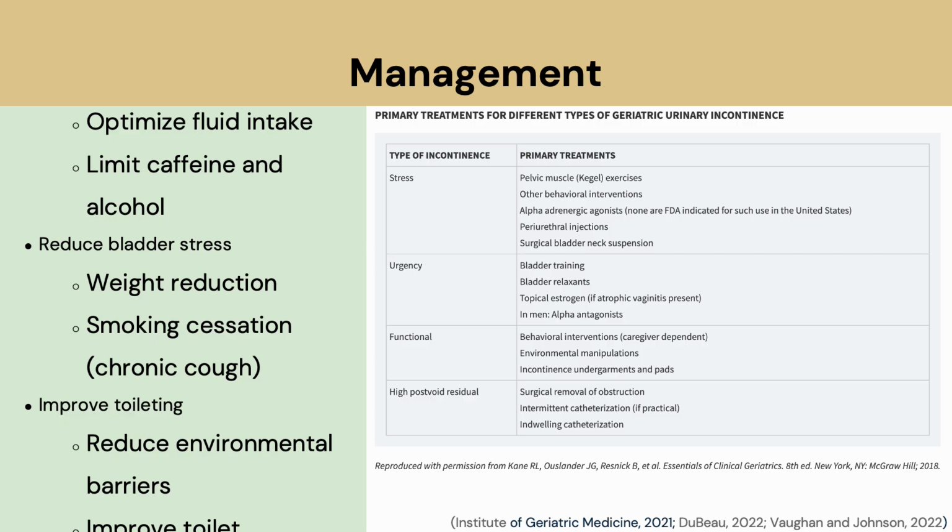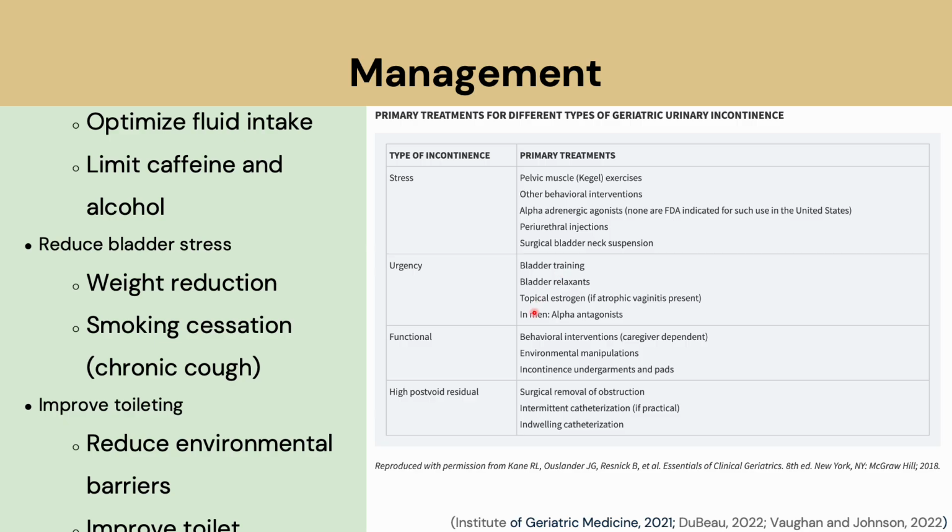For functional UI, treatment should focus on the underlying functional problems rather than the bladder itself. This may include caregiver support, scheduled toileting, environmental modification, and appropriate continence products when needed.